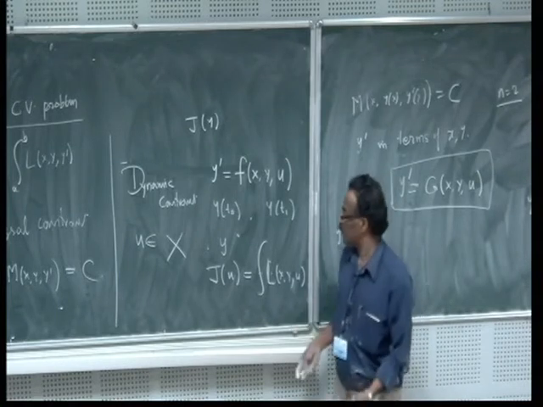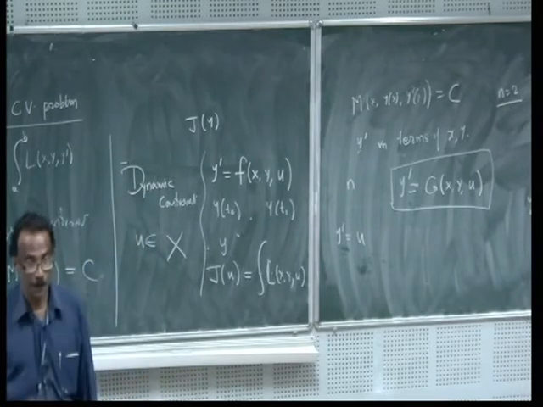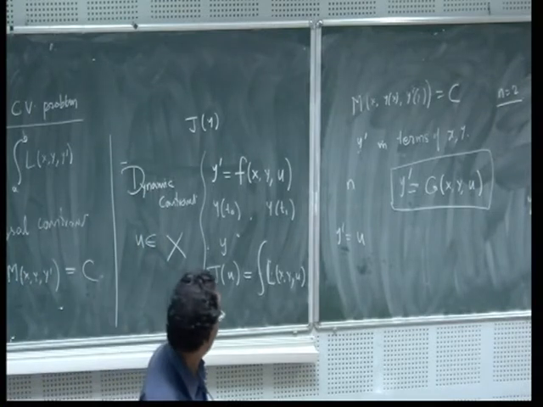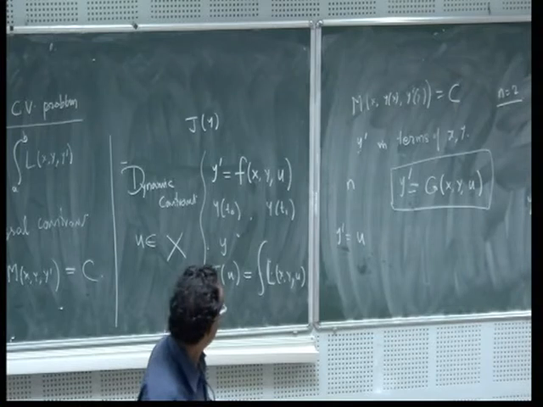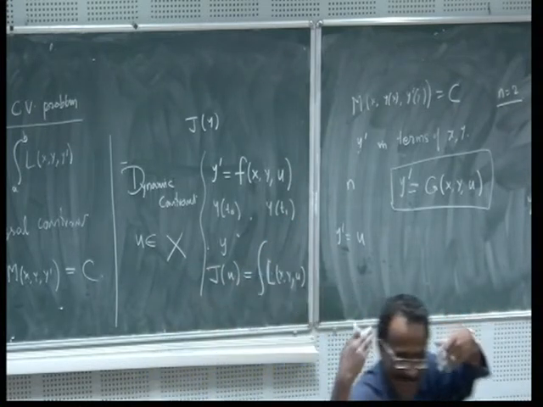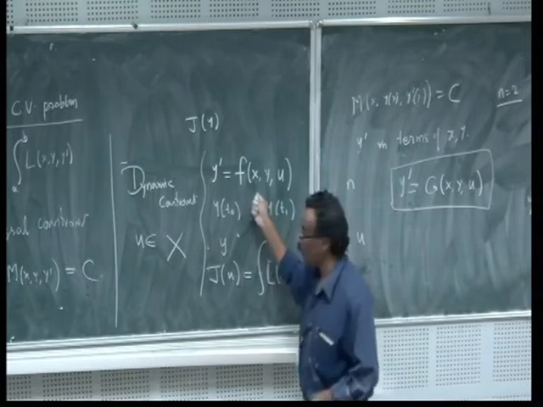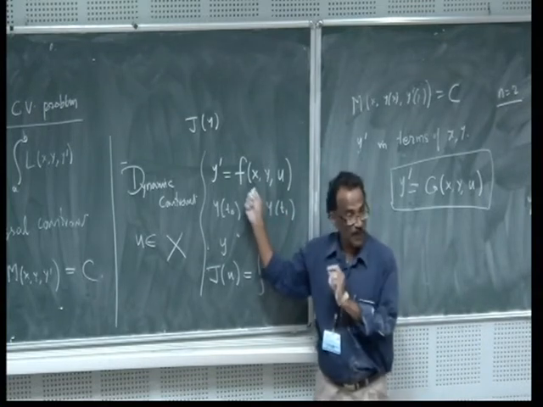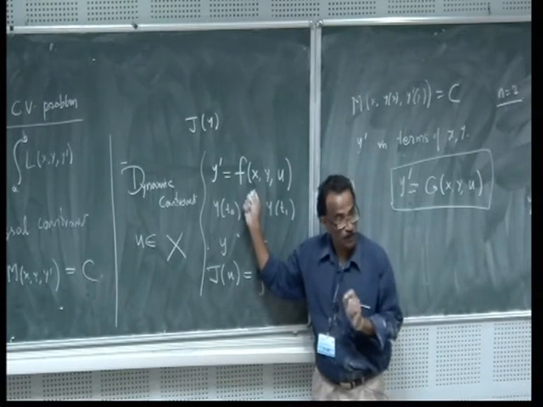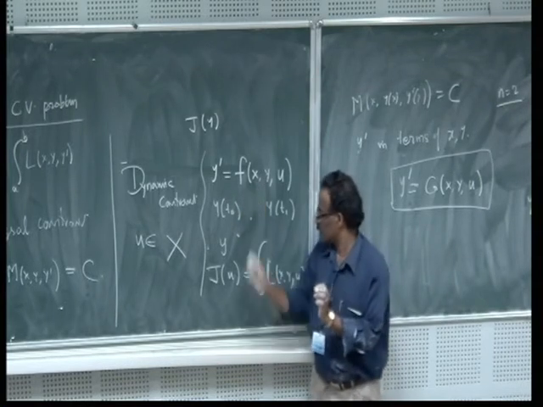So the optimal control problem deals with this. y prime and u have some relation coming from the constraint optimization, but in general, no. You have dynamics, depending on which problem you are considering. This is a dynamical system. It gives you the trajectory.